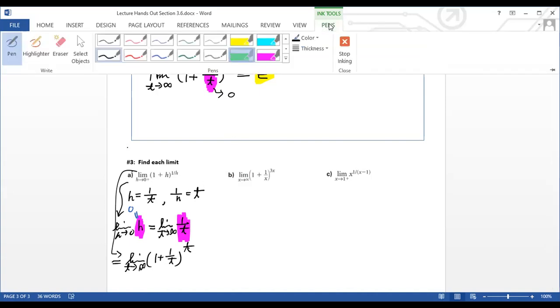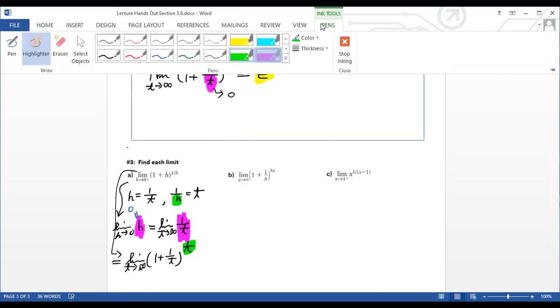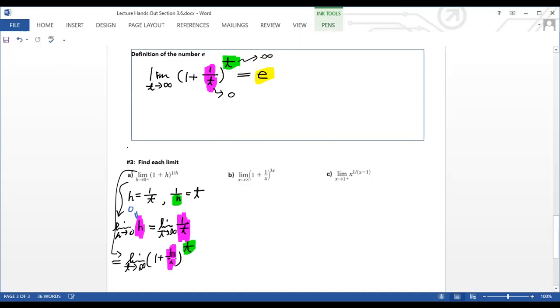So now let's see here, this one, when h approaches 0, right? So this approaches infinity. So it matches. And the same way for this one, see here, 1 over t. When h approaches 0, right? So t approaches infinity. So now what is the answer here? So we know that this limit is e.